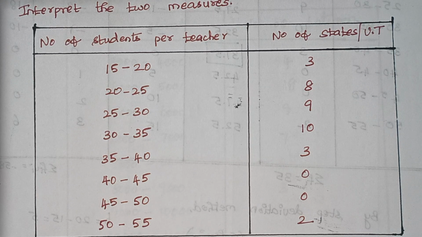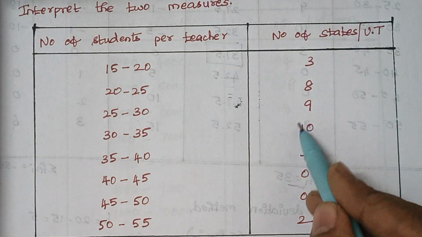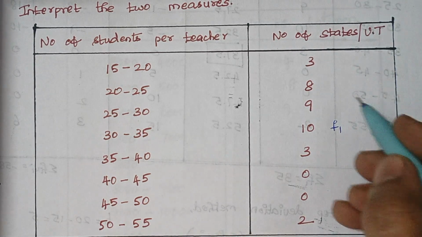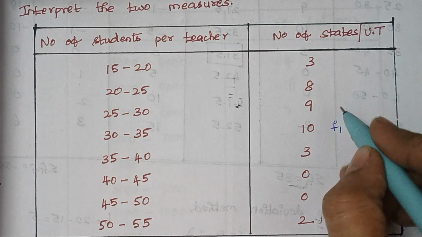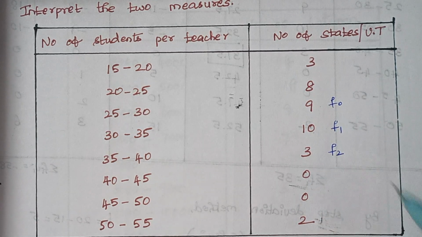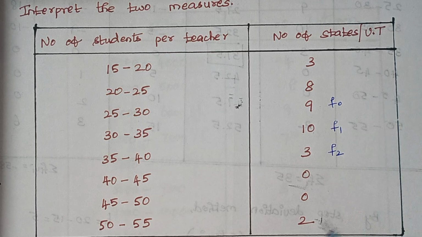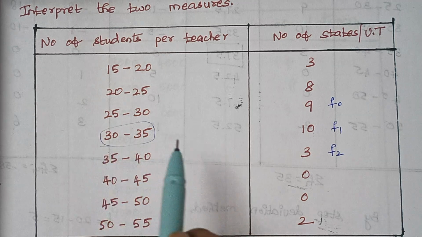The base thing for the mode is we have to find the maximum frequency. Here in this part, what is the biggest number in the given data? Here 10 is the biggest number. So obviously the value 10 is our F1. The frequency preceding this is known as F0, and the one which comes after this is our F2. So first list out these values. Then the class which corresponds to this high frequency is 30 to 35.